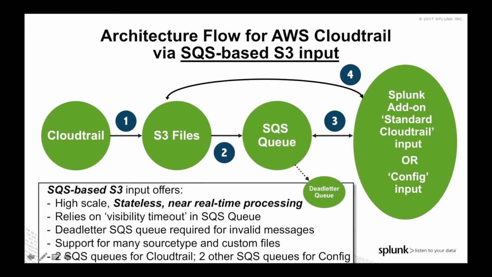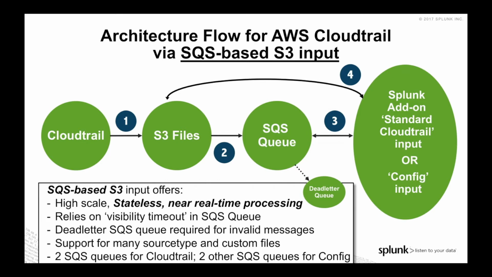With the Splunk add-on for AWS version 4.3 and 4.4, we introduced a much better, much more scalable way of processing CloudTrail, even Config data. And that's via what we call SQS-based S3 input. This also applies to other sources like ELB logs, ALB logs, CloudFront logs, and so on.